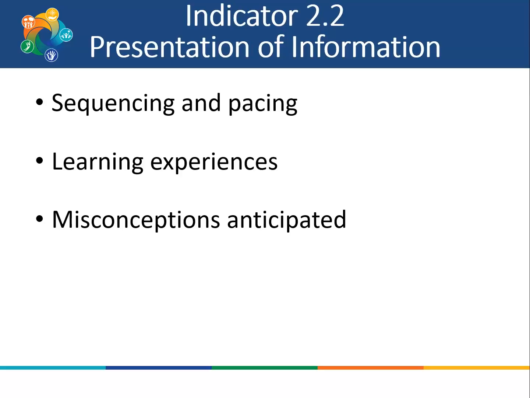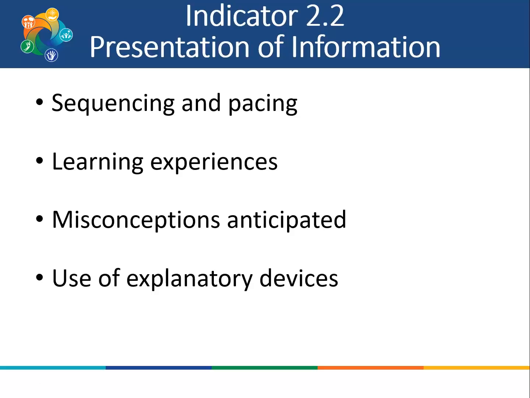The third descriptor in Indicator 2.2 is that misconceptions are anticipated. The teacher anticipates student misconceptions based on the presentation of information and prior knowledge. The teacher knows what students' prior knowledge is and is able to anticipate common misconceptions based on students' prior knowledge.